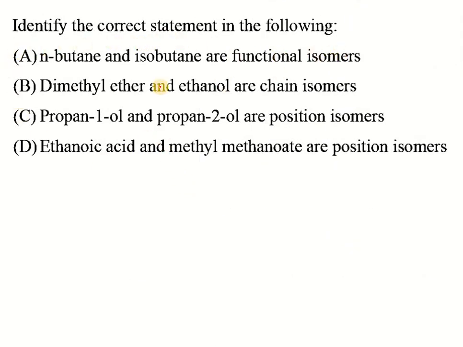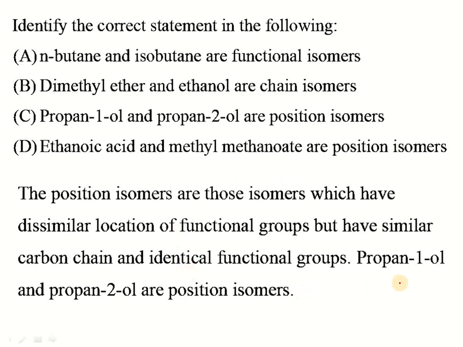Identify the correct statement in the following. N-butane and isobutane are functional isomers. Diethyl ether and ethanol are chain isomers. Propan-1-ol and propan-2-ol are position isomers. Ethanoic acid and methyl ethanoate are position isomers. See here, propan-1-ol and propan-2-ol are position isomers is the correct one because the OH group is attached to different carbons. C option is the right option.